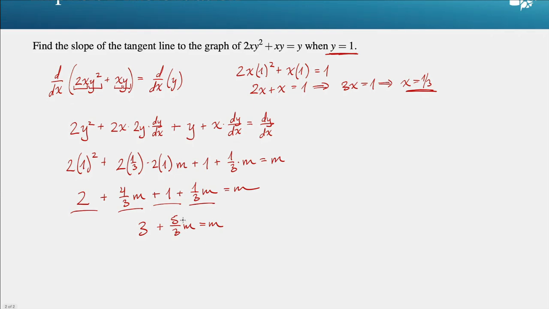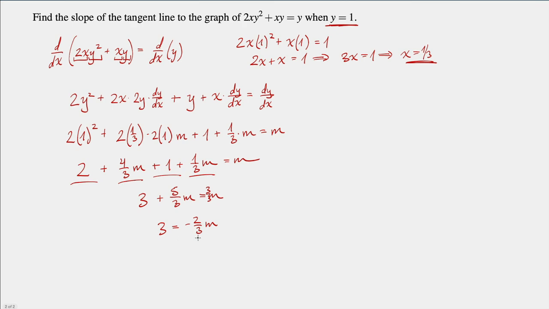And then we can subtract that from both sides. So we get 3 equals, this is 3/3 m, minus 5/3 m is negative 2/3 m. And then divide both sides by negative 2/3, and we get negative 9/2 is equal to m. That's the slope, negative 9/2, when y is equal to 1.